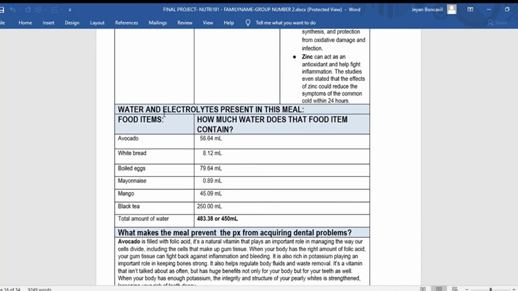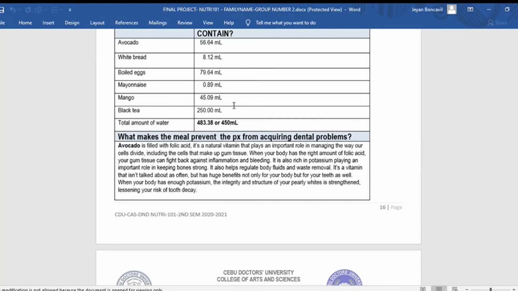So what are the electrolytes present in a meal? So how much water does that food item contain? Avocado contains 56.64 ml, white bread 8.12, boiled egg 79.64, mayonnaise 0.89, mango 45.09, and black tea 250 ml. So all in all, that's 483.38 or 450 ml. Sorry, this is 438.